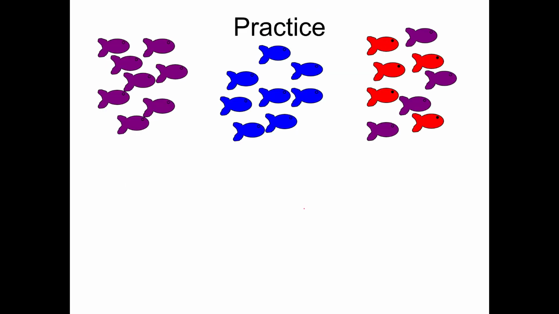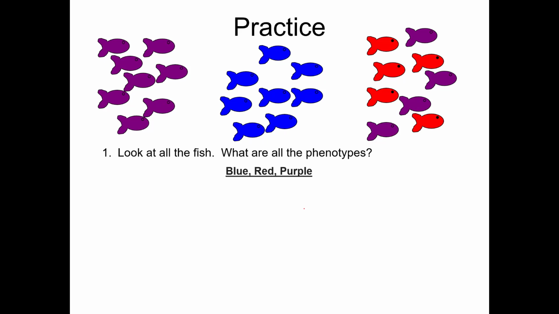All right, so our practice. We have purple fish, blue fish, and red fish. So what are all of the phenotypes present? Well, what I just said: blue, red, and purple. Which 2 traits are the dominant and which is the blended? We got to think about if I mix 2 colors, what's that new color going to be? So if I mix purple and blue, that's not going to give me red.